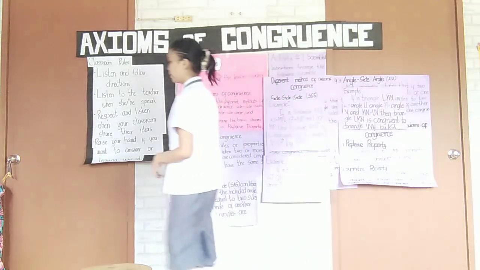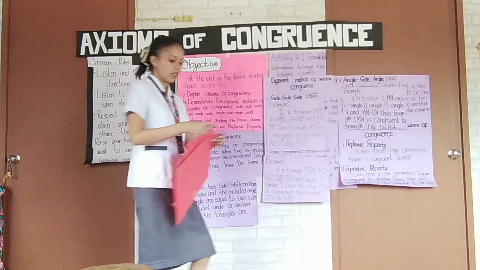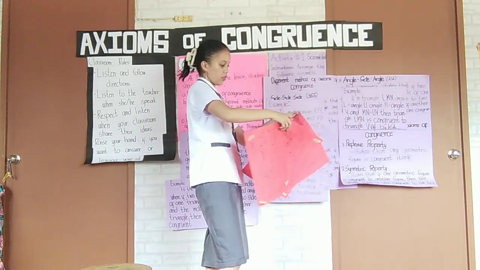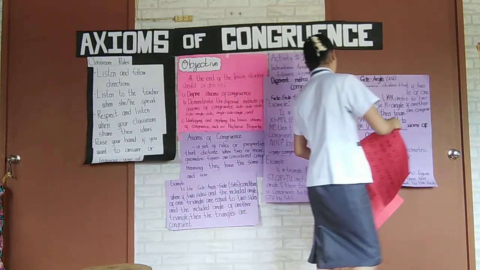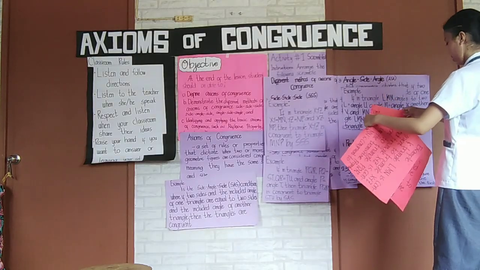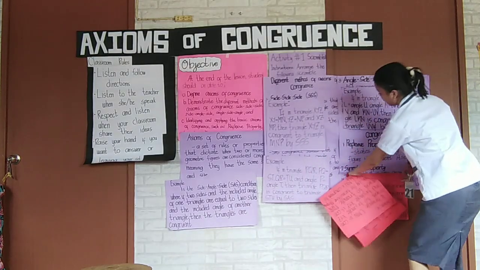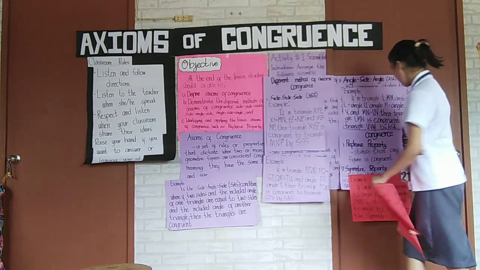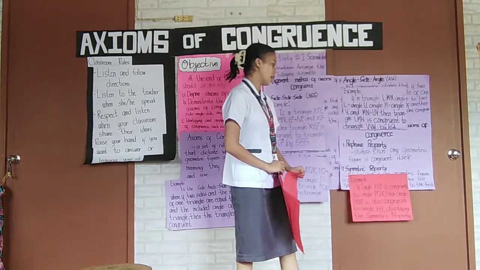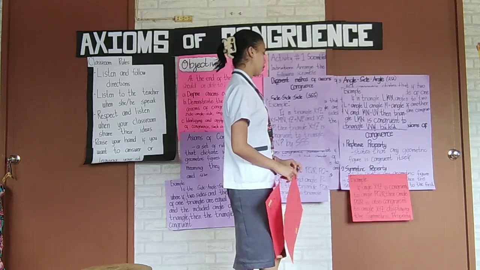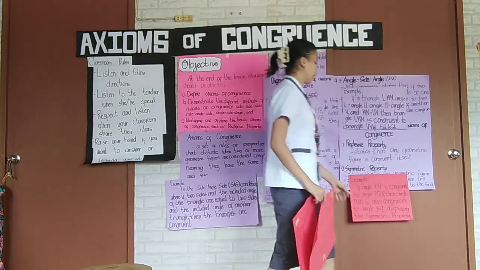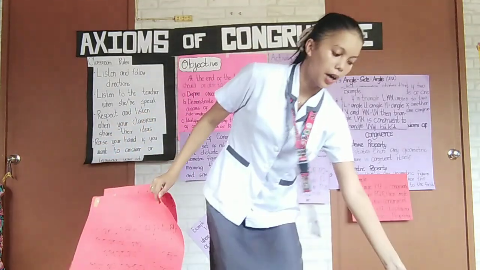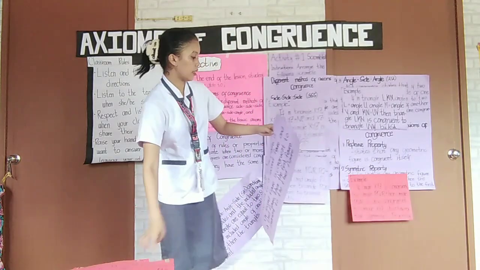For example, of symmetric property. If angle XYZ is congruent to angle PQR, then angle PQR is also congruent to angle XYZ, displaying the symmetric property. So the last one is transitive property.